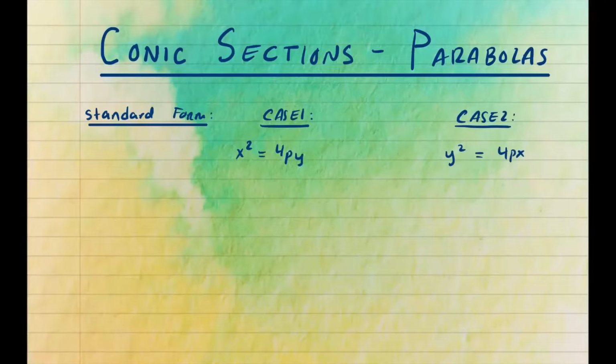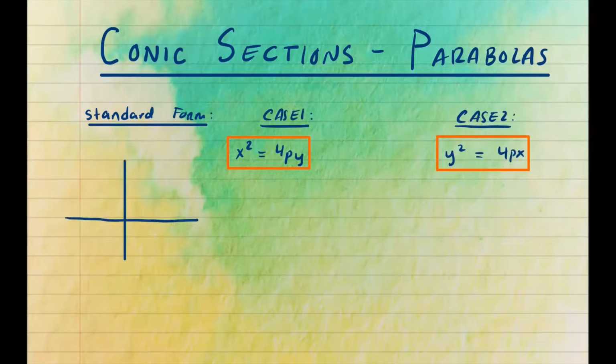In this video, we're going to talk about parabolas. So we have two different cases. You have x squared equals 4py, and you have y squared is equal to 4px. Now, if you have x squared equals 4py, then you're looking at a parabola that opens upward like this. So it's a vertical parabola.